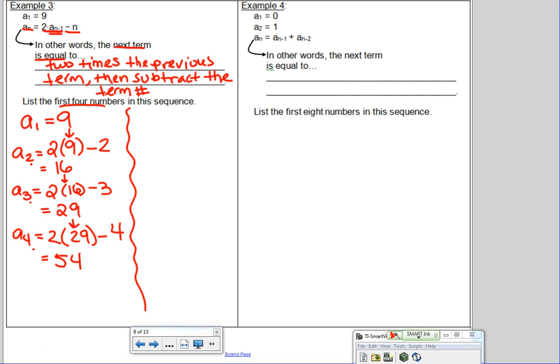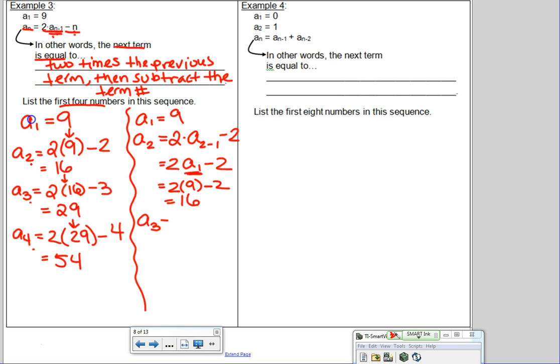Again, I'll just show you one last time what it would look like if I wanted to fill in. A1 equals 9. So A sub 2 would equal 2 times A sub 2 minus 1 minus 2. Just filling in for the n's. Then what you do is you simplify. And again, this means the first term. Yeah, I'll try this one more time and not finish the fourth one.